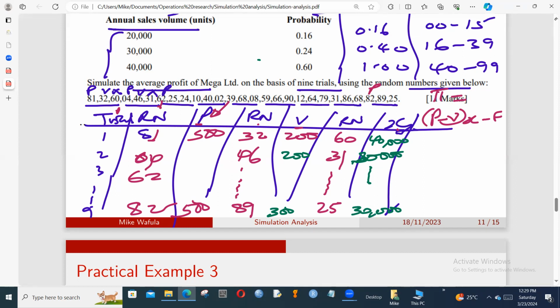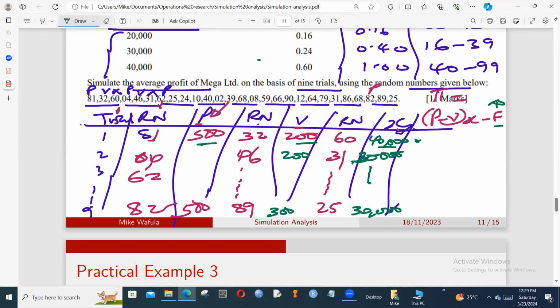Now we want to get the profit per each trial. So we need the profit. Now it's just P minus B times X minus a fixed value. This fixed value is 4 million. So we are just picking the P here, 500 minus 200. That gives us 300, then times X, 40,000, then minus 4 million. So that's the figure that we need to write here.